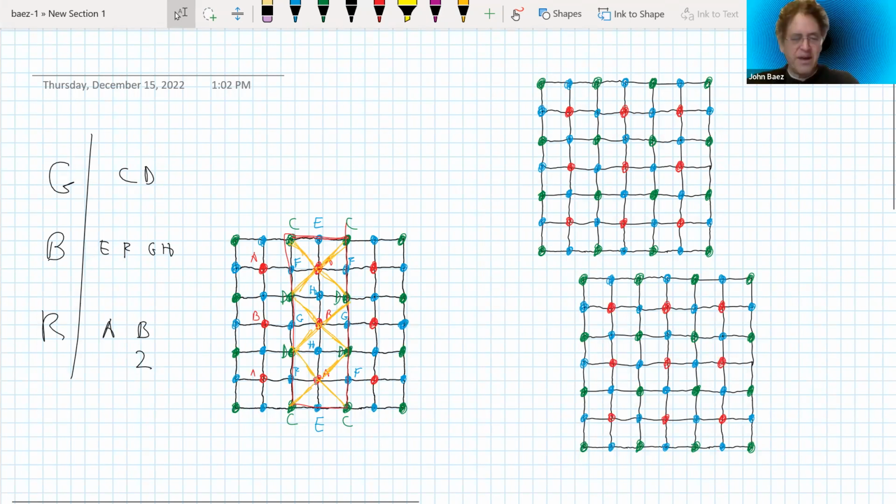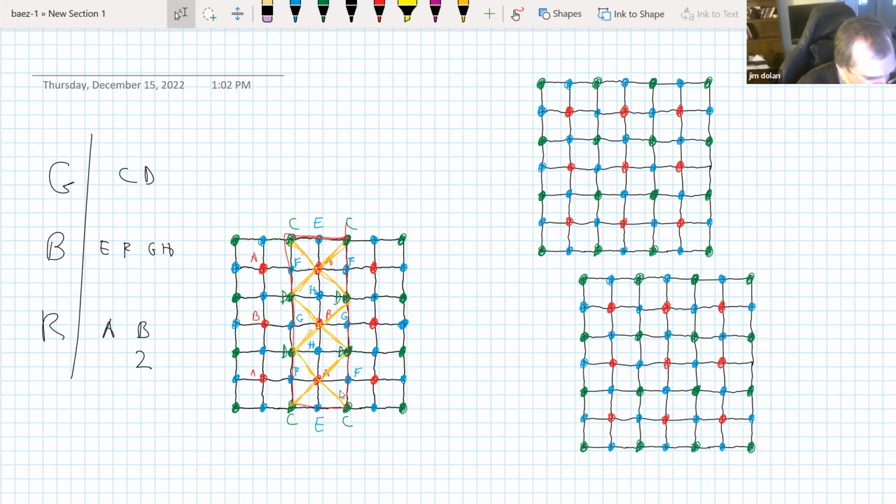Let's try counting the edges now. That doesn't help me at all. But I think there are 3 coming out of A. What do you think? I'm guessing that there are going to be 6 coming out of A.